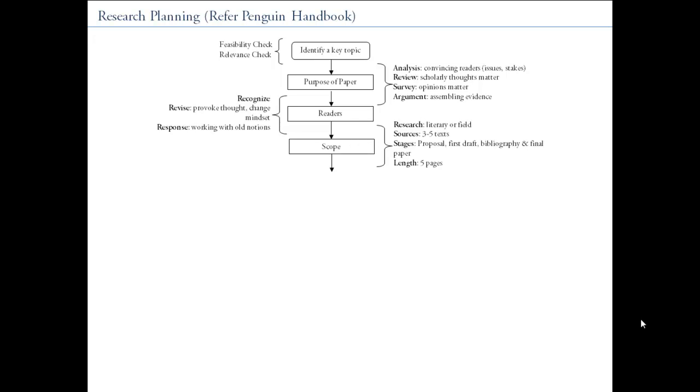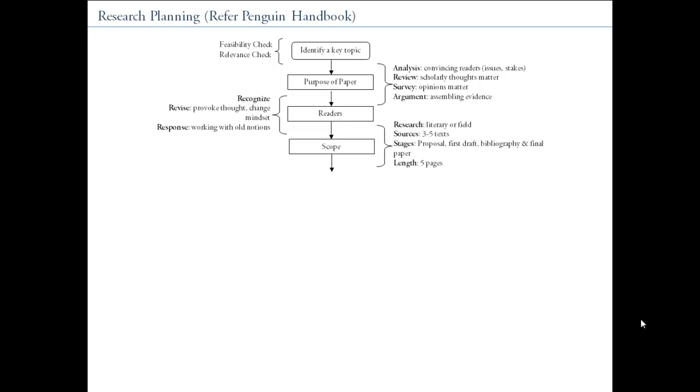The different stages, of course, the initial proposal is what you've already finished, where you've identified a key topic and you've done the feasibility and relevance check. That's when you're proposing that this is the topic I want to do my research on, and this is why I want to do it. This is something you've already completed.